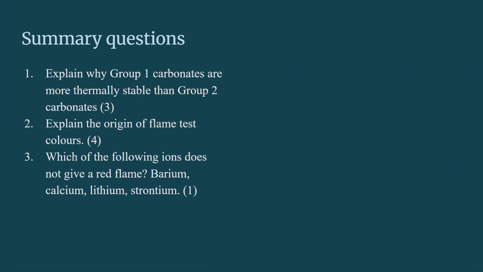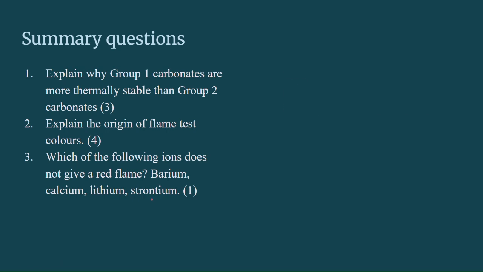Summary questions. 1. Explain why group 1 carbonates are more thermally stable than group 2 carbonates. 3 marks. 2. Explain the origin of flame test colours. Explain how they happen. 4 marks. And 3. Which of the following ions does not give a red flame? Barium, calcium, lithium, or strontium?